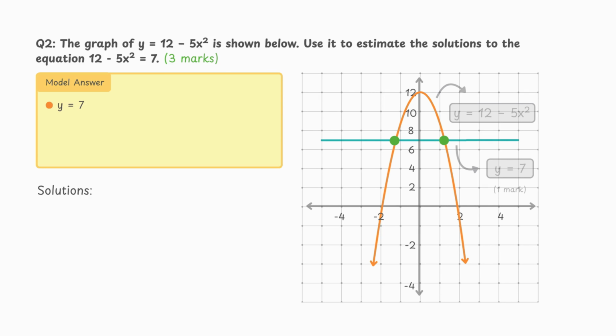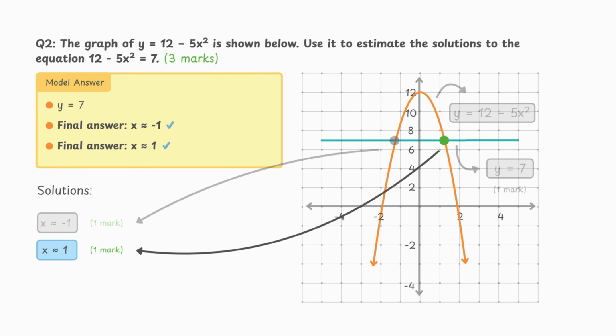Now focus on the x values of these points. Look at the left intersection. It is close to x equals -1, so we estimate the first solution as x is approximately -1. This earns 1 mark. Now look at the right intersection. It is close to x equals 1, so we estimate the second solution as x is approximately 1. This earns 1 mark. So the solutions are x is approximately -1 and x is approximately 1.